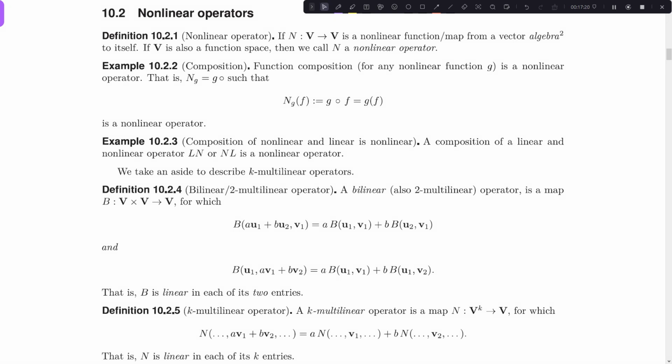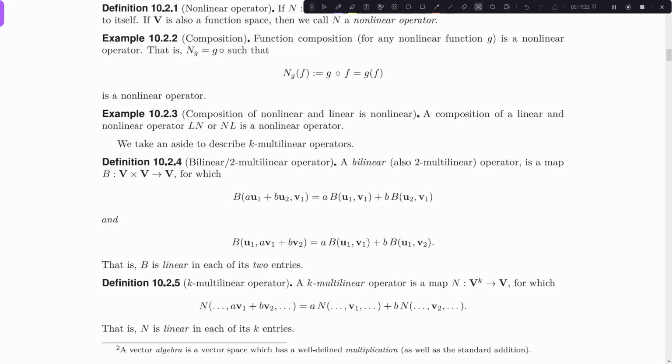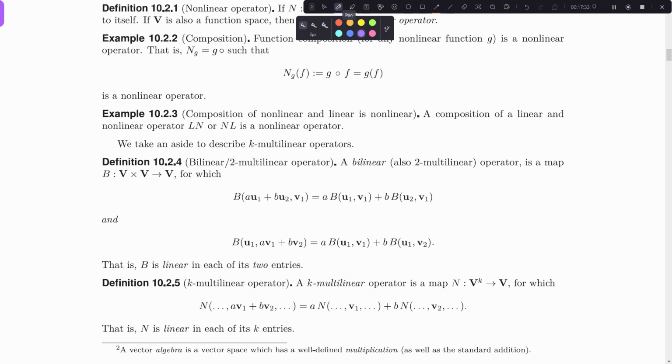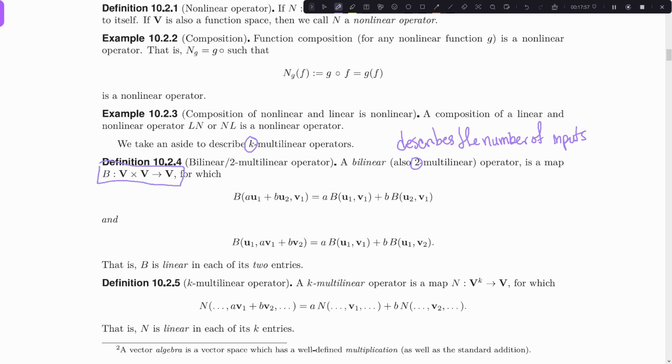So we're going to define these things called multilinear operators. A multilinear operator, and there I said K, so if I put a 2 in front of it, a 2 multilinear operator, this number describes the number of inputs. So K multilinear operators have K inputs, a 2 multilinear operator has 2 inputs, and that's why you'll see here I use the capital letter B, V cross V into V. So it's taking the Cartesian product of 2 vector spaces and then mapping it into that original vector space.